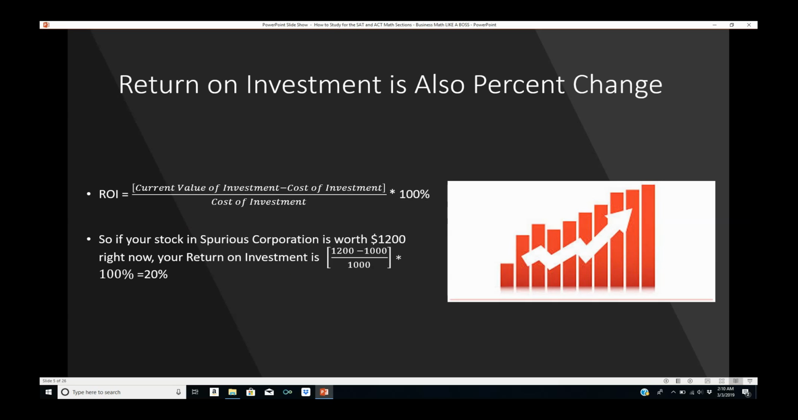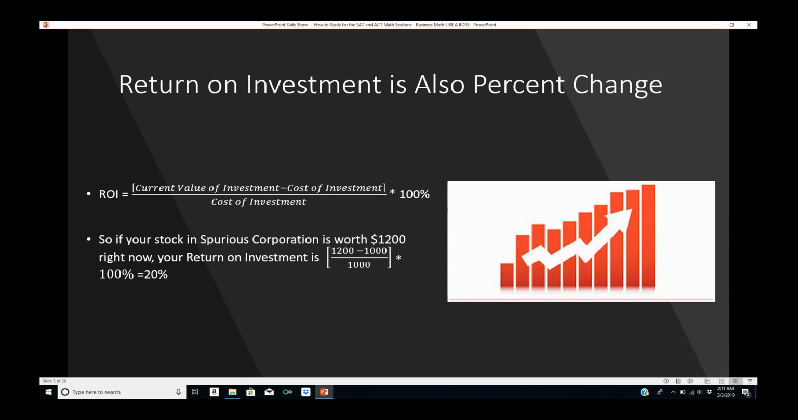Return on investment is also percent change. Return on investment is the current value of whatever investment you have minus what the investment cost you, over the cost of investment, times 100%. So if your stock in Spurious Corporation is worth $1,200 right now, your return on investment would be $1,200 minus the $1,000 that you spent on it, over 1,000, times 100%, which is 20%.